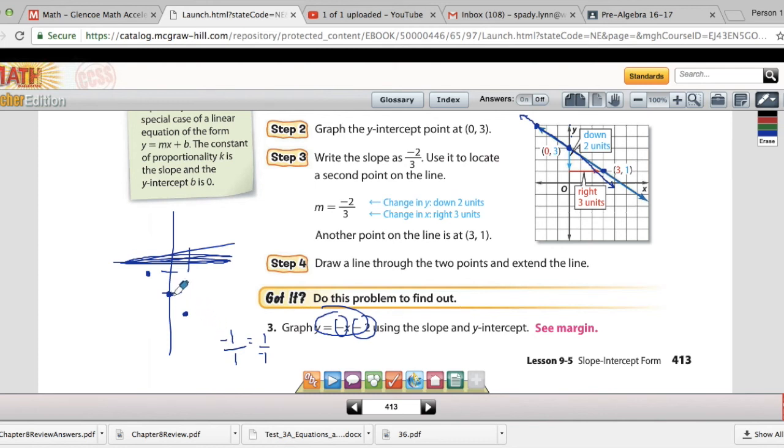And you have to pay attention when you're graphing. Going down is going to be a negative, and going left is going to be a negative. So when you're graphing, just pay attention to that, and we'll get lots of practice this chapter with graphing. Okay, so that's what number 3 looks like.